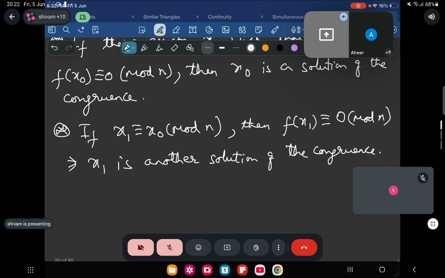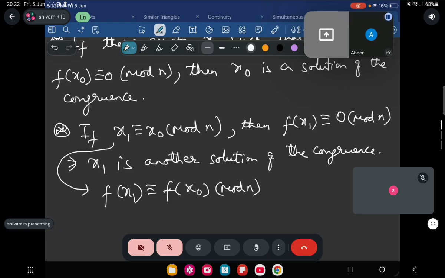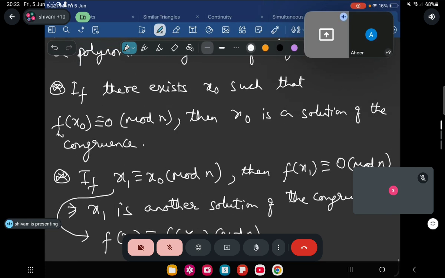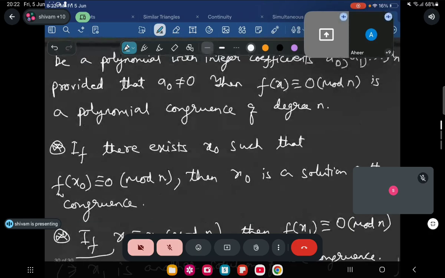Sir, how can we say that it is divisible by n? You see, x1 is congruent to x0 mod n. Okay, from here, can I say that f of x1 is congruent to f of x0 mod n? Tell me, can I say this? Yes or no? Yes, sir. I'm talking about considering the function divisible by n. How can the function be divisible by n?